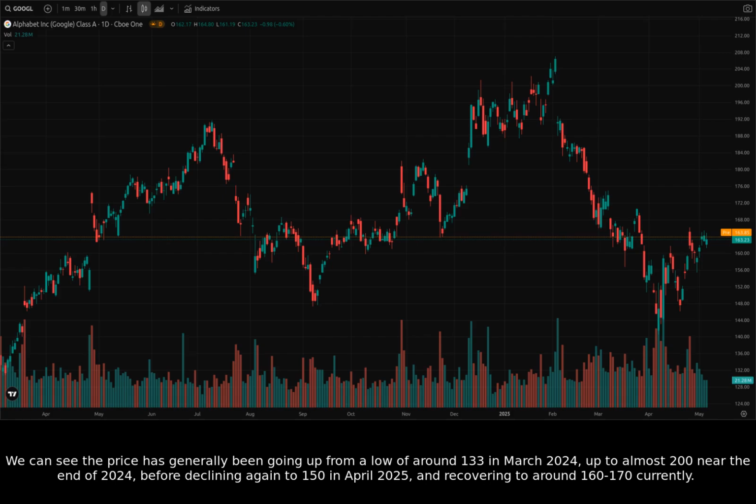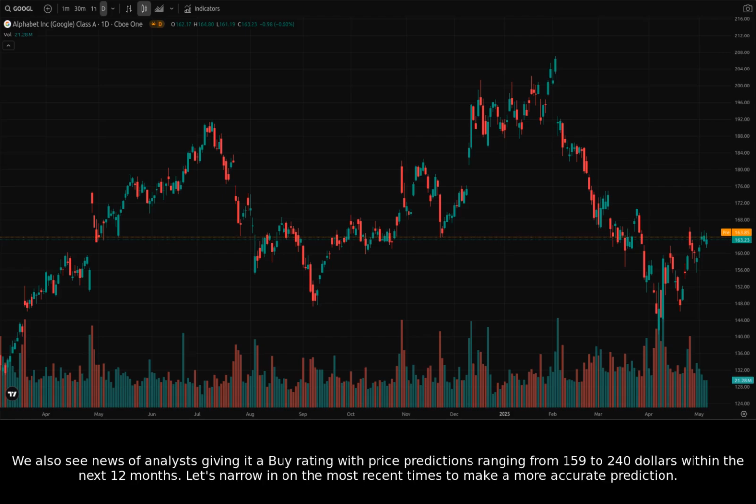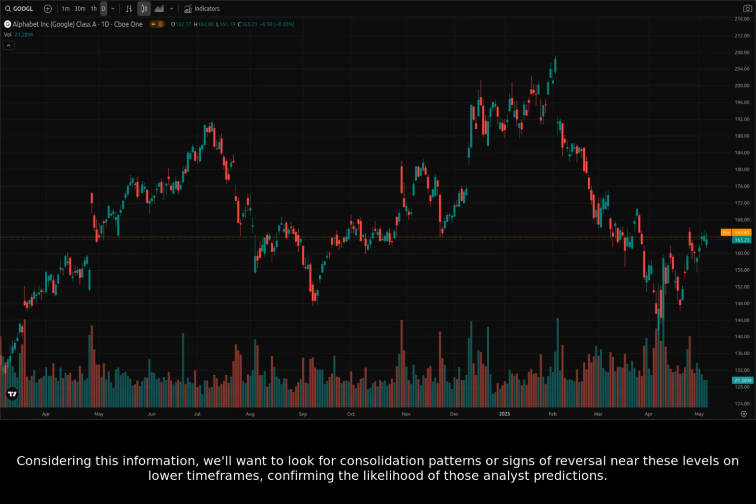160 to 170 currently. We also see news of analysts giving it a buy rating with price predictions ranging from $159 to $240 within the next 12 months. Let's narrow in on the most recent times to make a more accurate prediction. Considering this information, we'll want to look for consolidation patterns or signs of reversal near these levels on lower time frames, confirming the likelihood of those analyst predictions.